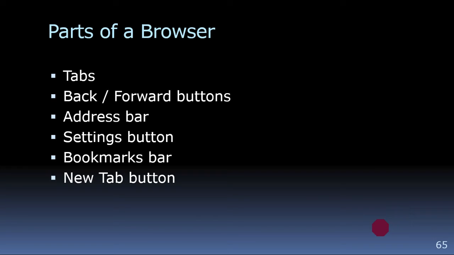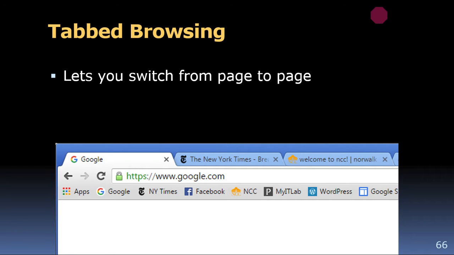Parts of the browser. There are a bunch of different parts. We have tabs, back and forward buttons. You have the address bar, settings button, a bookmarks bar, and the new tab button. So all these buttons are pretty important. Now, tabs are great because they let you switch from one web page to another really quickly. All you have to do is set up a bunch of different tabs, and then you can just switch from one to the other. It makes it real nice when you want to compare two different products or two different pieces of information. It works really well.